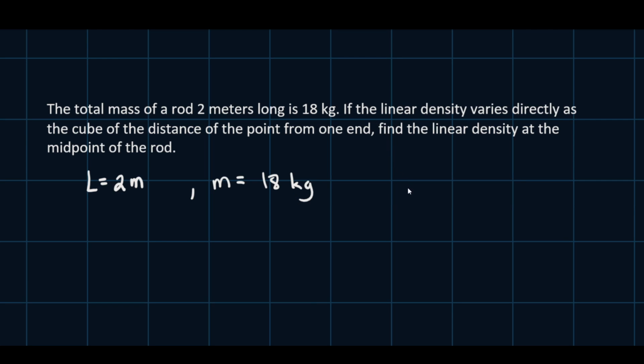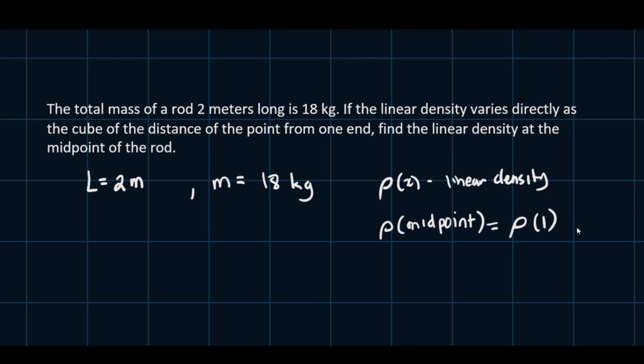We want to find the linear density at the midpoint of the rod. So technically, what we're after is, if rho of x gives us the linear density, we want to find the density at the midpoint of the rod. But we're given that the length of the rod is 2 meters, so its midpoint will be the same as rho of 1. So this is what we want to find. How do we make use of what is given? We're given the length and we're given the mass.